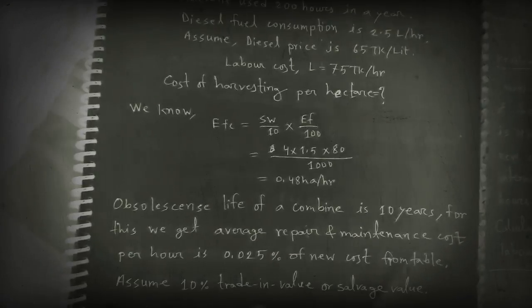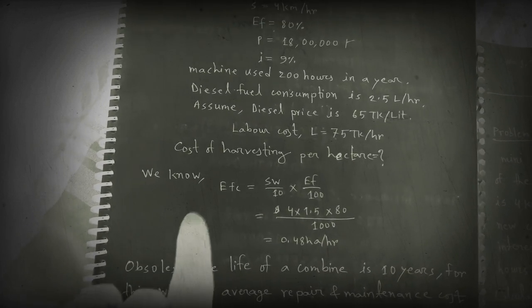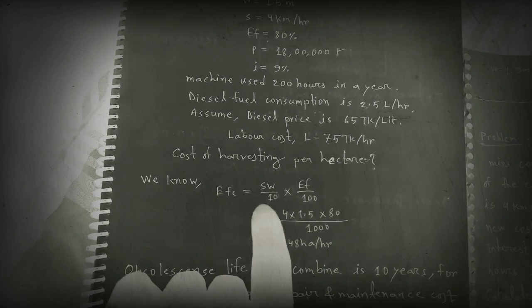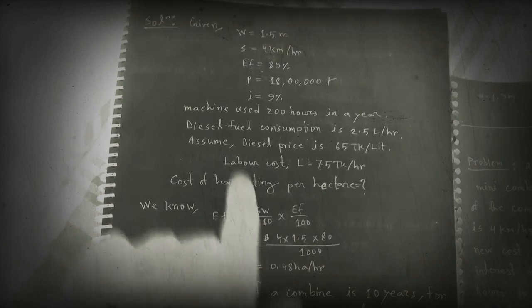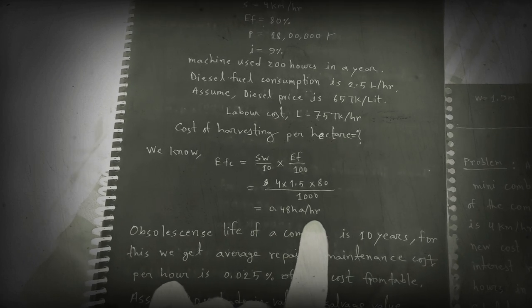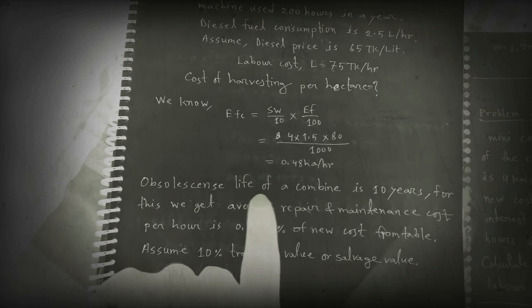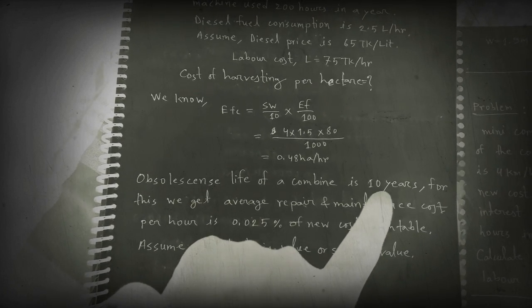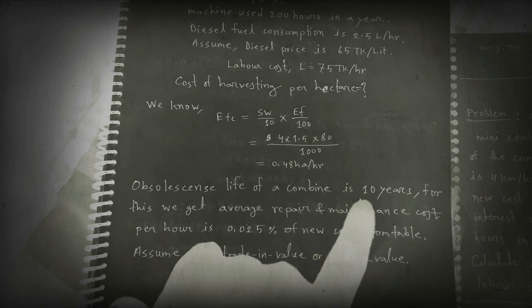Okay, so we know that effective field capacity, EFC, is equal to S times W by 10 into E by 100. So here we put the value, and we get 0.48 hectare per hour. Okay, obsolescence life of a combine is 10 years.